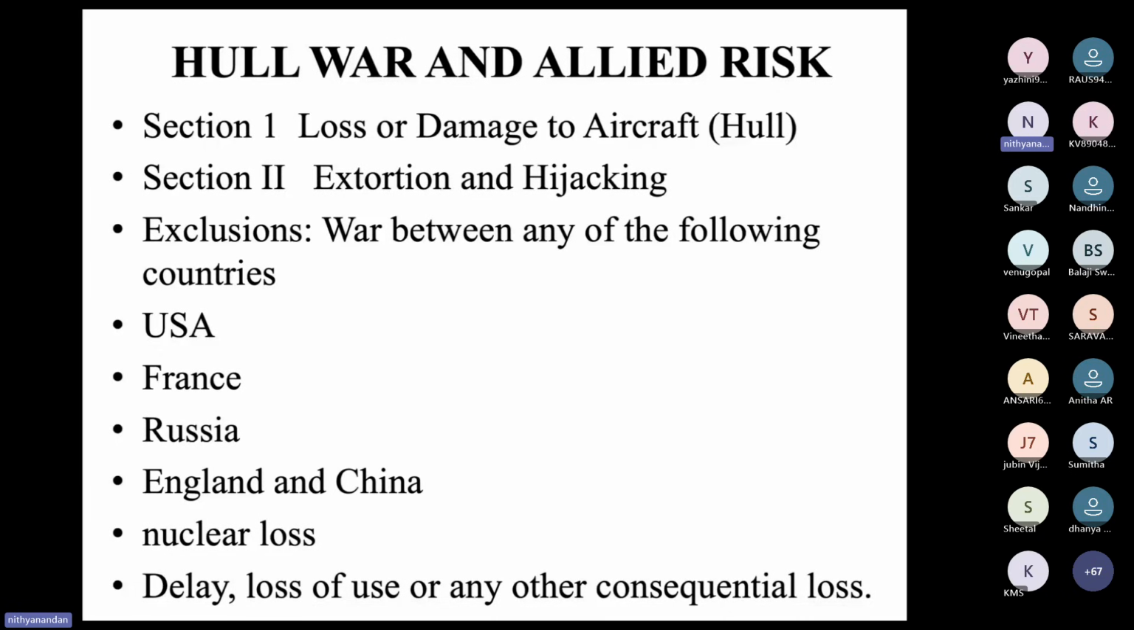So the war and allied peril policy, section 1 covers loss or damage to the aircraft. Section 2, extortion and hijacking. In all the aviation policies, this exclusion is there. If war breaks out between any of these 5 countries, then automatically the war cover ceases. USA, France, Russia, England and China. So if any of these 5 countries are involved in any war, the war cover automatically ceases.